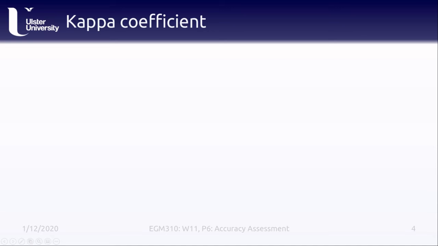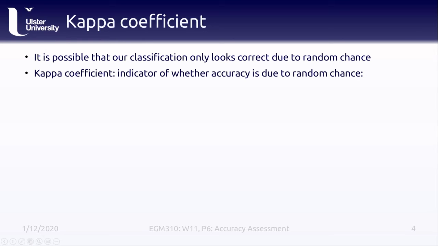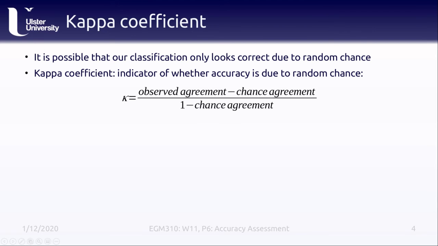This doesn't tell us everything, though. It's possible that our classification only looks good because of random chance. It doesn't mean that we've done a good job classifying the image, it just means that we got lucky. One way that we can check this is by calculating something called a Kappa coefficient, or Cohen's Kappa coefficient, or sometimes just Kappa. Whatever you call it, this is an indicator of whether the accuracy is due to random chance or not. It's calculated by subtracting the probability of chance agreement from the observed agreement and dividing by 1 minus the probability of chance agreement.